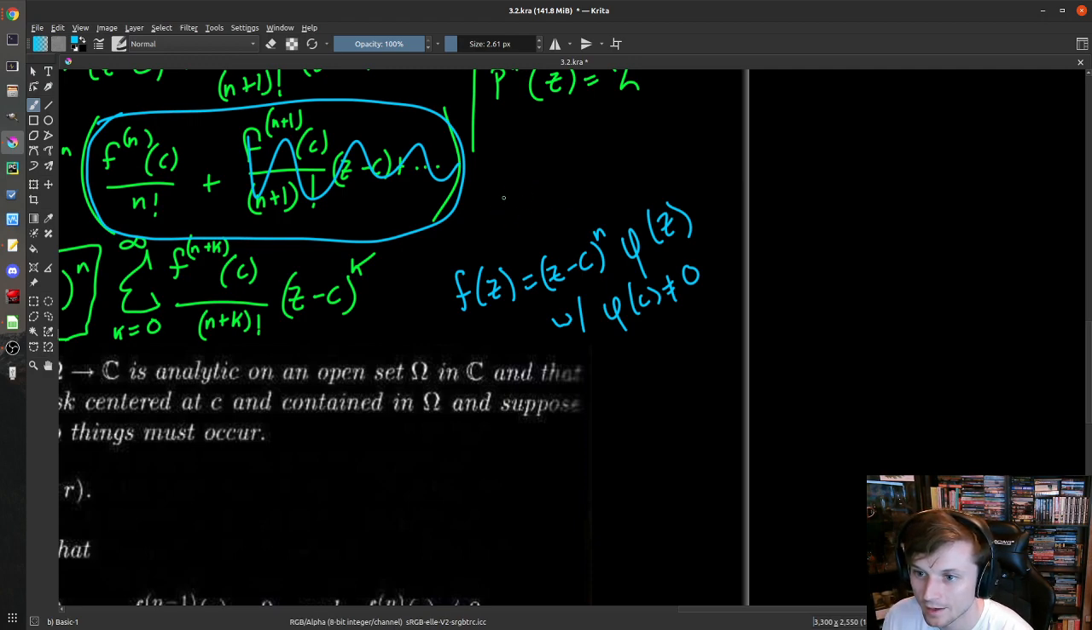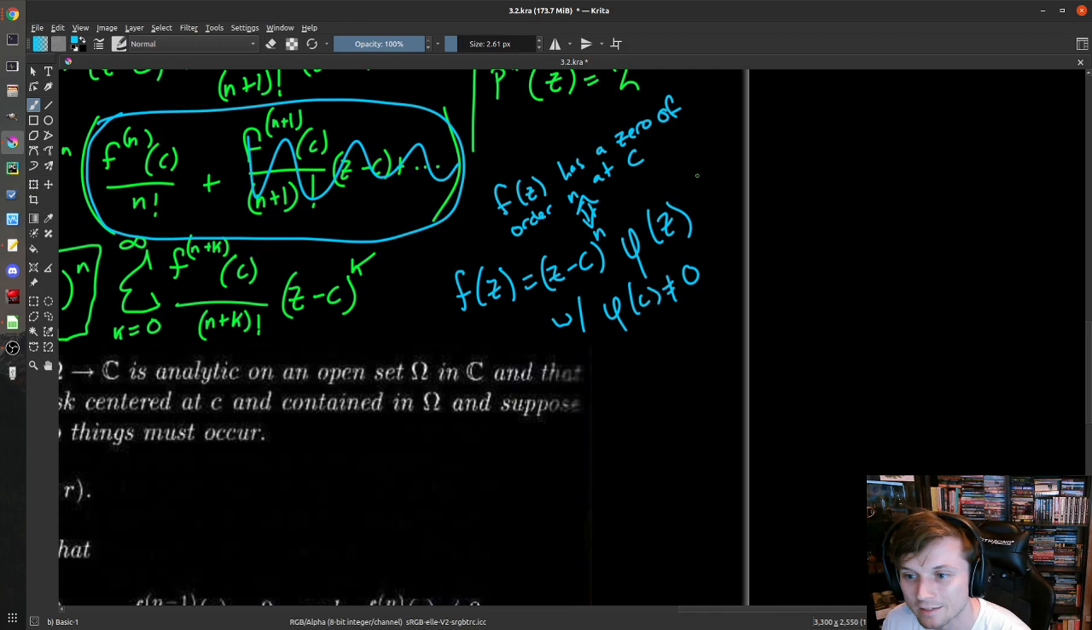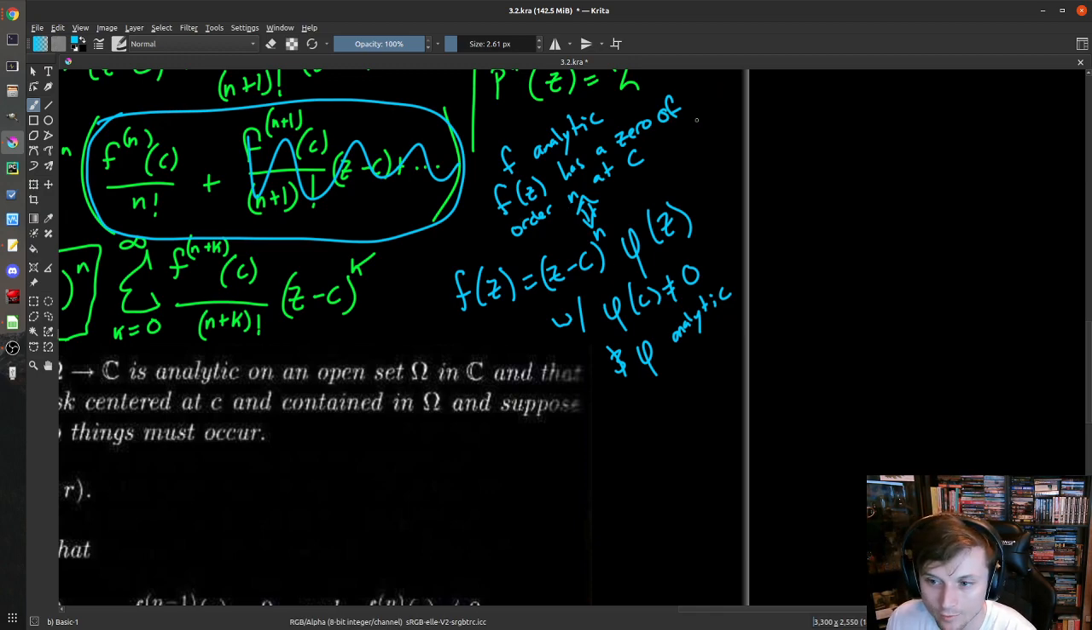This is the statement. If f of z has a 0 of order n at c, then you get this. And conversely, you can write f of z like this with phi of c not equal to 0 and phi analytic. So you have an analytic function with a 0 of order n at a given point. Then you can factor it like a polynomial with another analytic function that is not 0 at that point. Kind of cool.